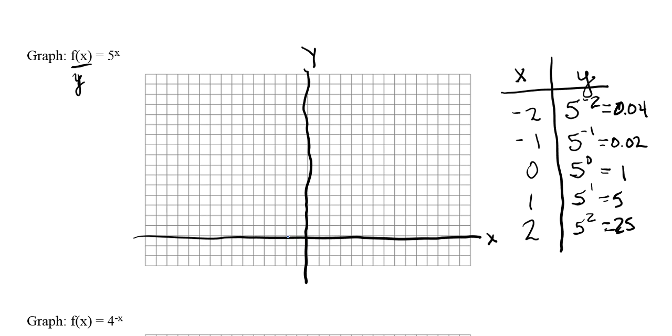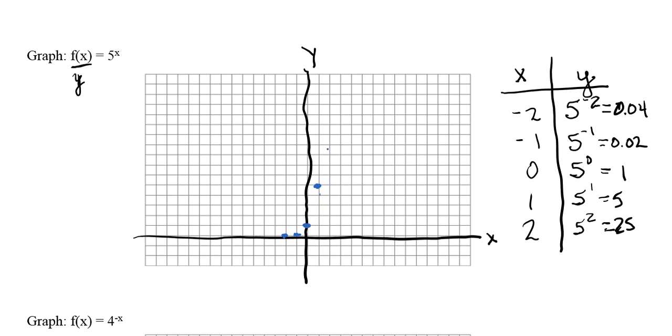So for -2 I have 0.004, it's really small. -1, I have a point that's just a tiny bit bigger than that, still not much though. At 0 I have 1. At 1 I have 5. 1, 2, 3, 4, 5. At 2 I have 25, and I don't even think that'll fit on my paper.